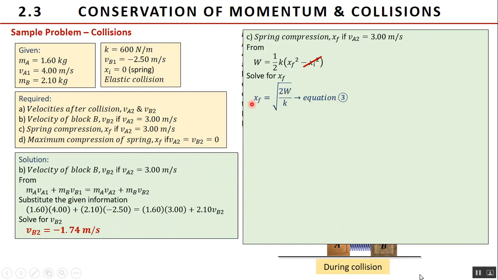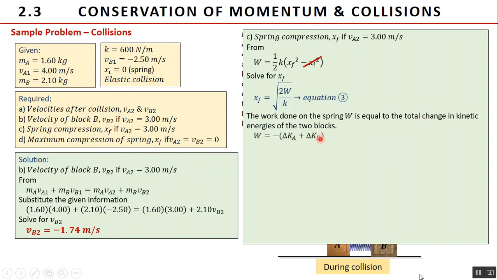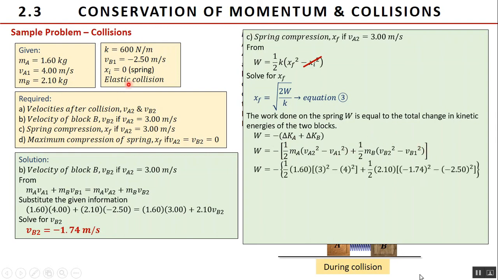In order to solve for XF, we need to solve for the work done. So let us analyze this carefully. What energy causes the spring to compress? Of course, these two moving blocks cause the compression of the spring. So it is the kinetic energy of the system that makes this spring compression. Therefore, the work done on the spring is equal to the negative of the total change in kinetic energies of the two blocks. We put here a negative to make the work done positive, since both delta K of blocks A and B are negative. This expression is the change in kinetic energy of block A, while this one is for block B. Then, substituting the values.